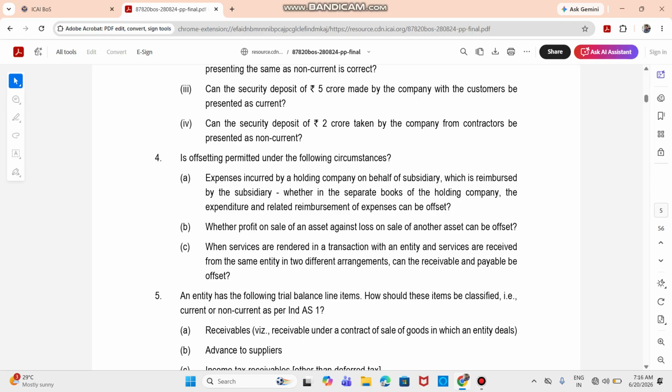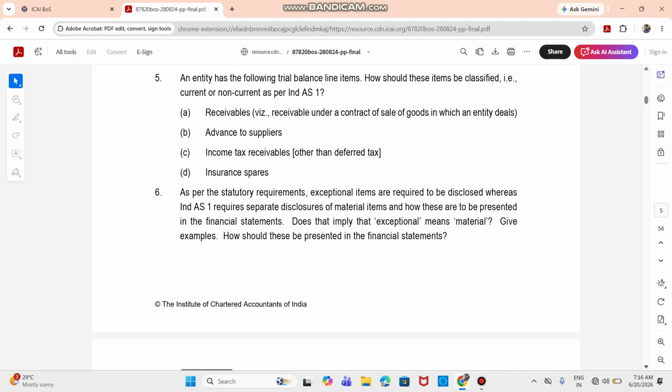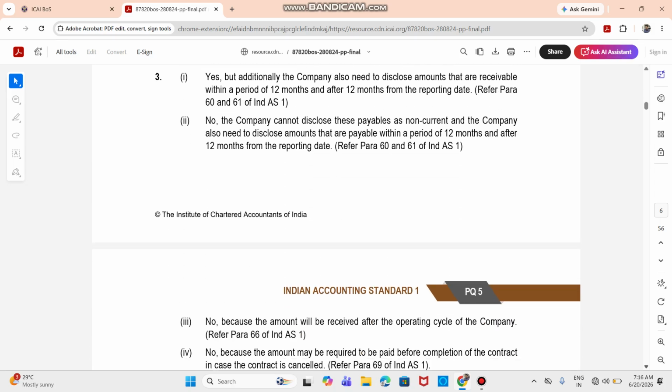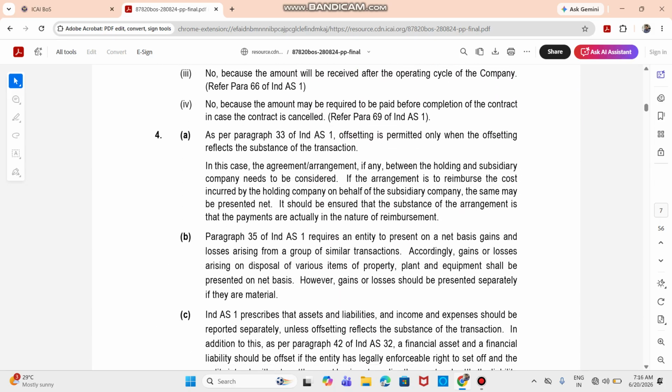This is regarding the fourth question. It was asked in November 2024. As per para 33 of Ind AS 1, offsetting is permitted only when offsetting reflects the substance of the transaction. That is very, very important. These are minute terms you might not otherwise reproduce in the exam. So I repeat, it is permitted only when the offsetting reflects the substance of the transaction.